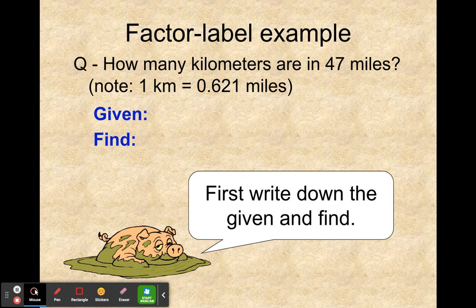So first, you need to write down the given and the find. So what is our given? What do we already know? 47 miles. 47 miles. Thank you, Robbie. And we're trying to find what? Yes. Trying to find kilometers.